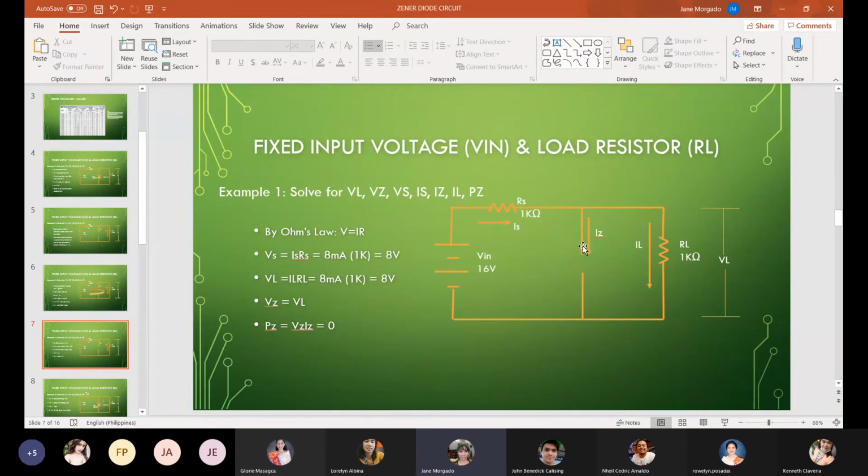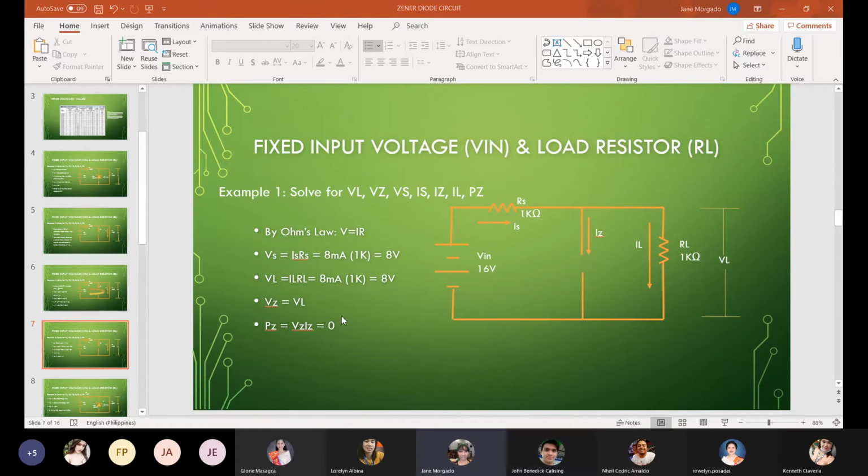And what would be your VZ equal to VL2? Open si Zener, di ba? Physically, hindi natin siya tinanggal. Pero, ano kaya magiging VZ natin dito? Let's say, maglalagay tayo ng tester dito, VOM, voltmeter. We put the positive here and the negative here. What do you think would be the expected VZ equal to?